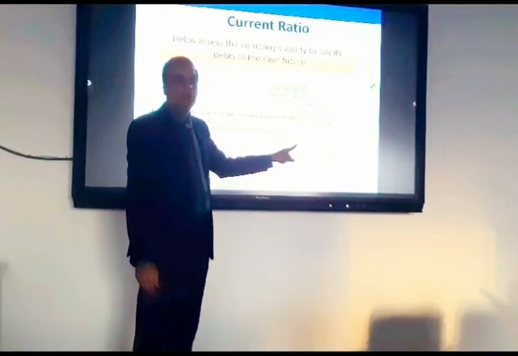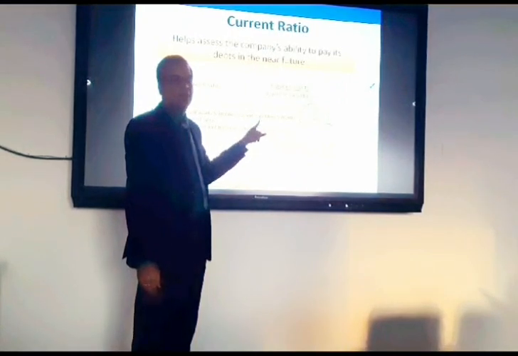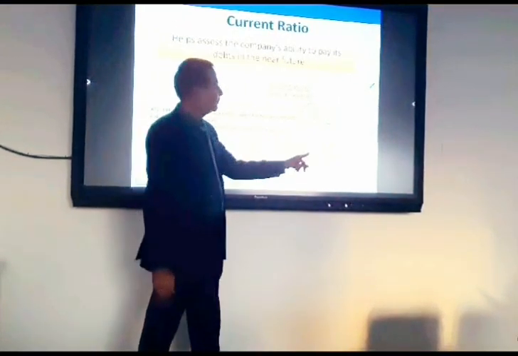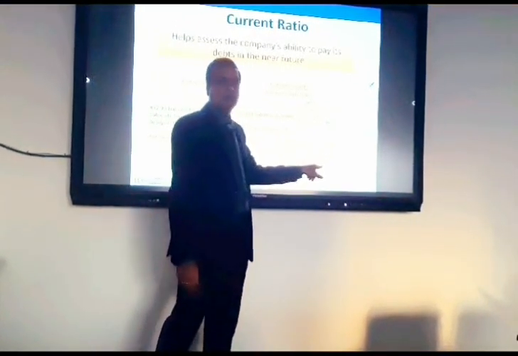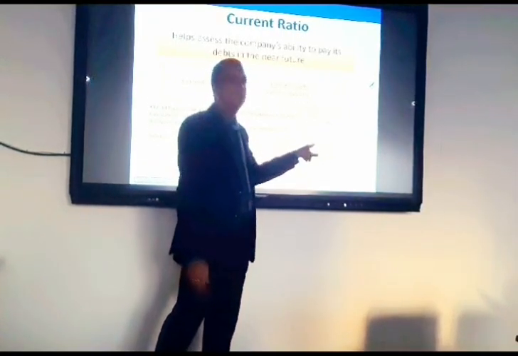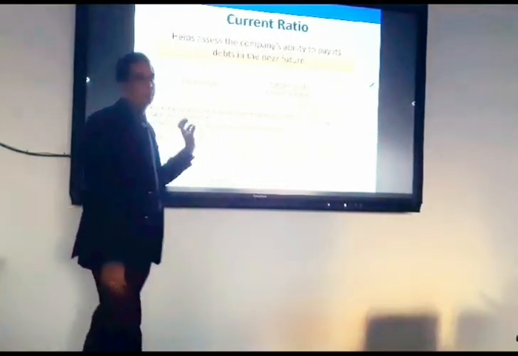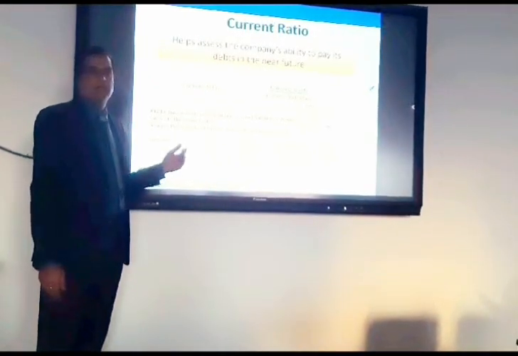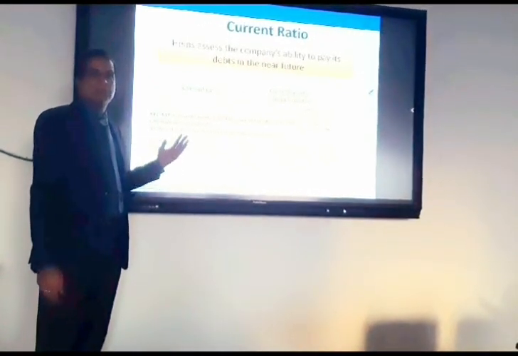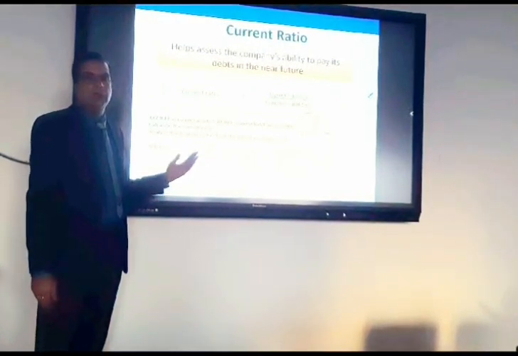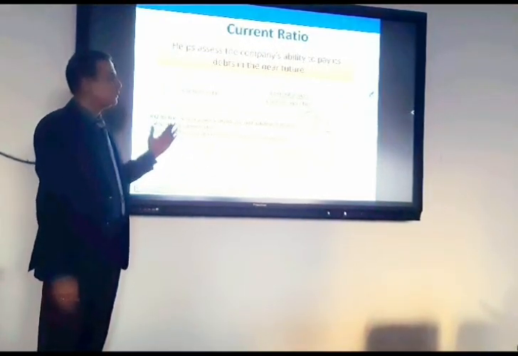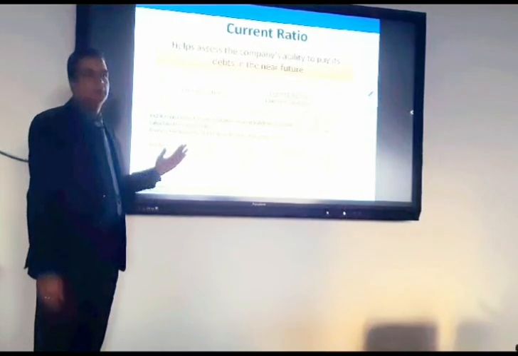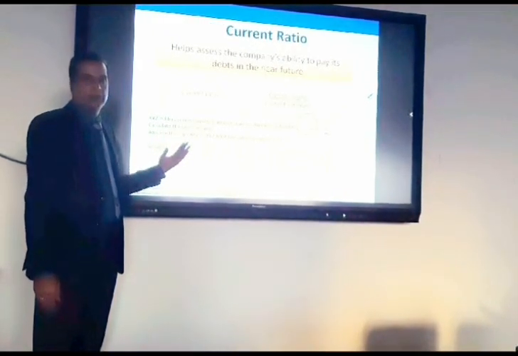It means for $1 of current liability, the business must have $2 of current assets. But here, to pay $1 of current liability, the business has only $1.5 worth of current assets, which is not enough because it is below the standard. So the firm might face problems while paying the current liabilities on time. So the liquidity position of this business is not good. Why? Because it is below the standard. That is the reason.